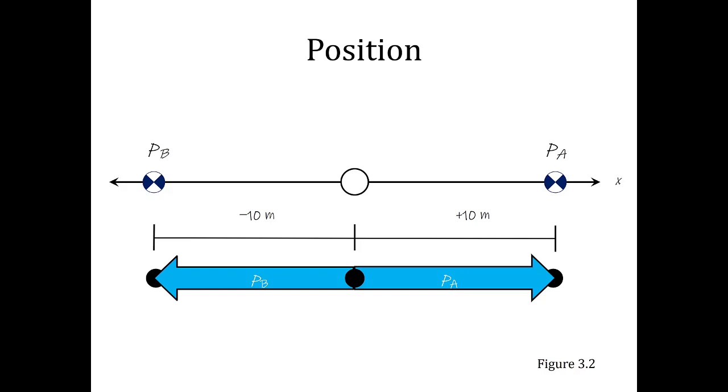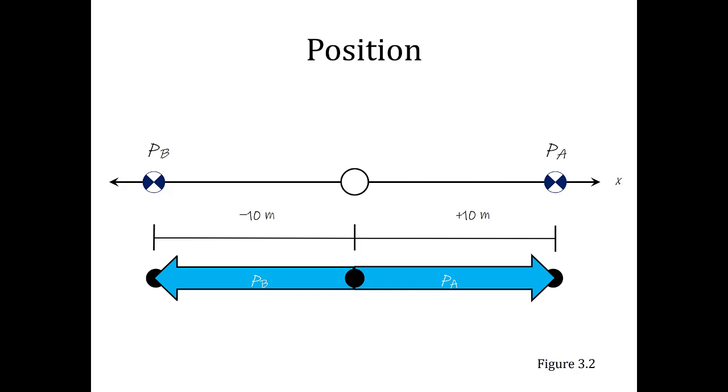So now recall that position is your location within your frame of reference. Here we have two bodies, body A and body B. Body A is located to the right of our origin, and body B is located to the left of the origin. Both of them happen to be 10 meters away from the origin. Because we established that going from left to right is the positive direction, we'll say position A is plus 10 meters from the origin.